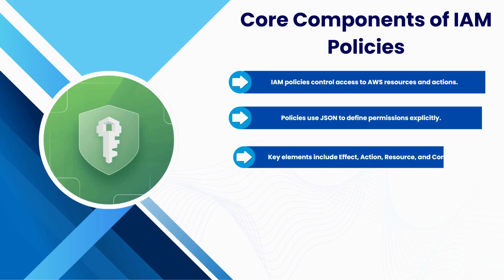Now, the key elements include effect, action, resource, and condition. Effect sets whether the policy allows or denies. Action lists operations like S3 GetObject. Resource targets specific items like a bucket. And condition adds rules like time or IP restrictions for that extra bit of control.